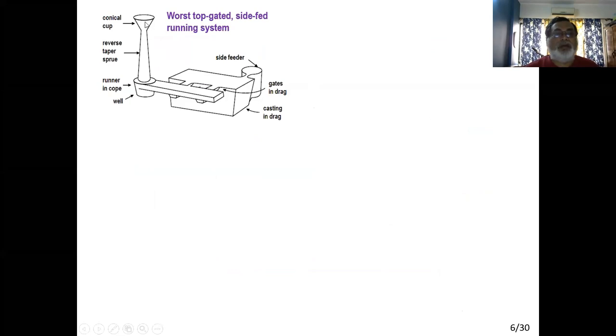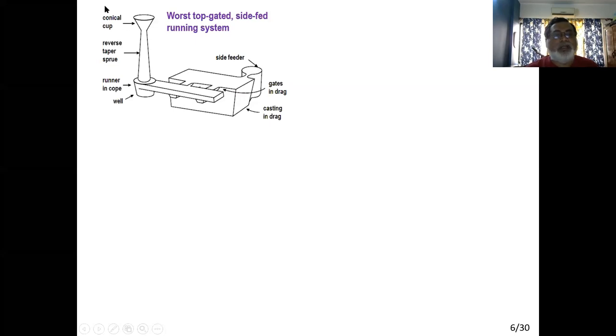So we have a conical cup, so liquid metal is poured here, and this is a sprue. Forget about reverse taper things, we'll talk about that later. This is a sprue, this is the sprue base, this is the runner, and this is the gate. There are two gates, and this is the casting, and on the side of it there is a feeder.